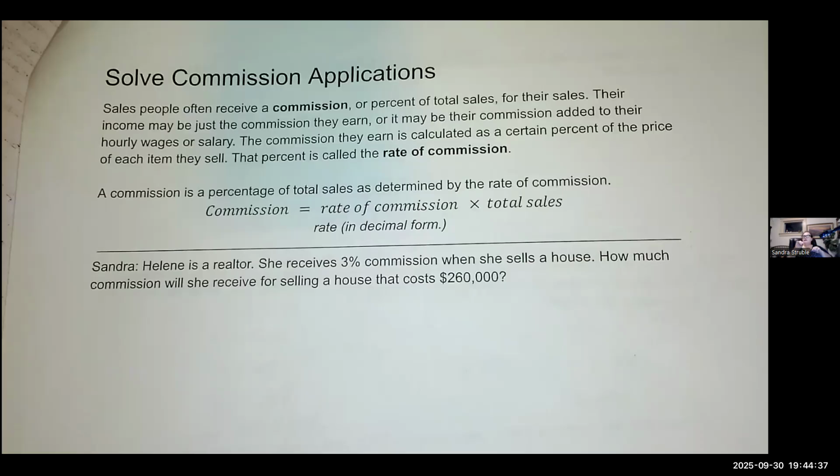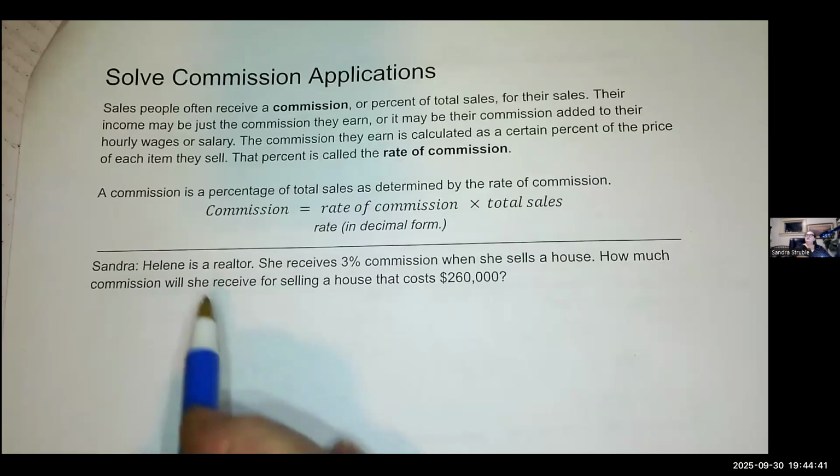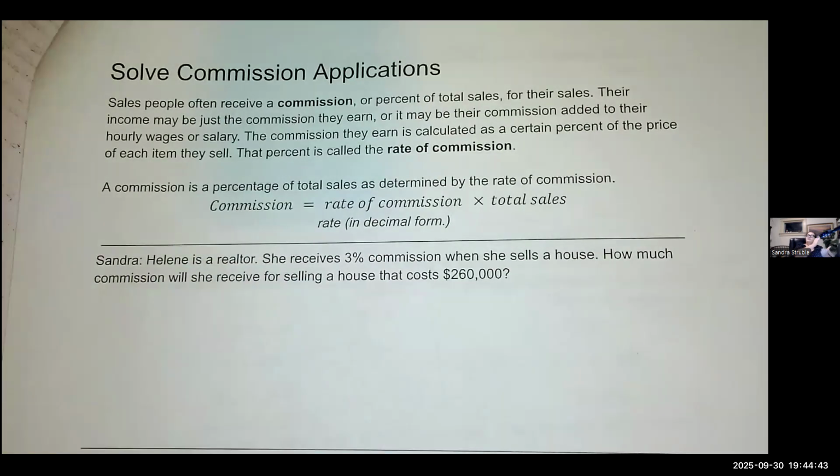A commission is a percentage of your total sales as determined by the rate of commission. So we're going to use: commission is equal to the rate of commission in decimal form, so the percent in decimal form, times the total sales.